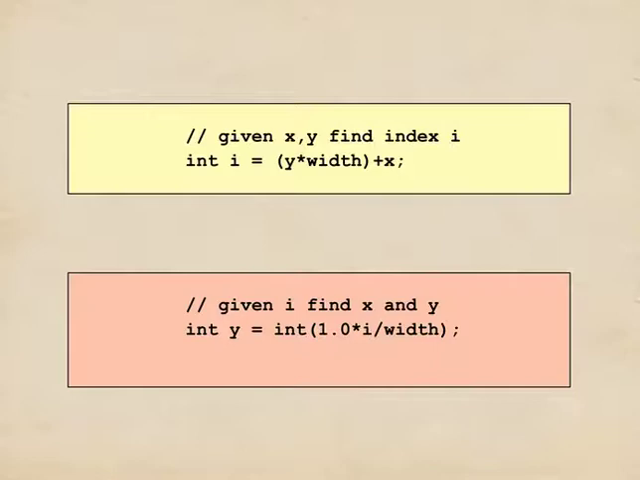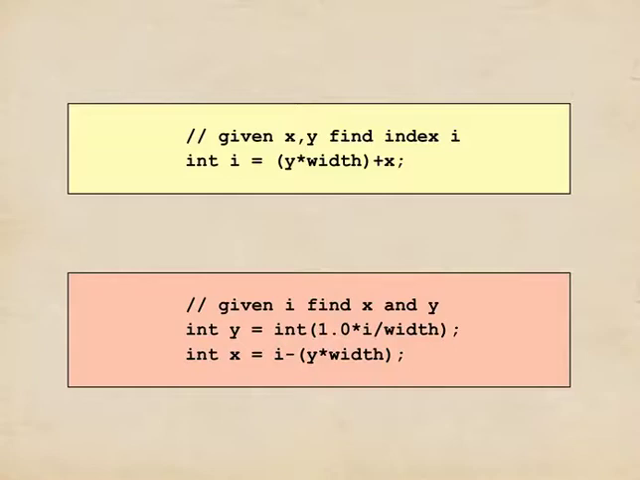To make it really clear that what I want to do is to compute the floating point result and then throw away the fractional part, I multiply I over width by 1.0, forcing the division to be floating point, and then I hand the whole thing to int, which gives me just the integer value. Now that I have y, I get x using this little snippet of code. I compute y times width, and I subtract that from I.